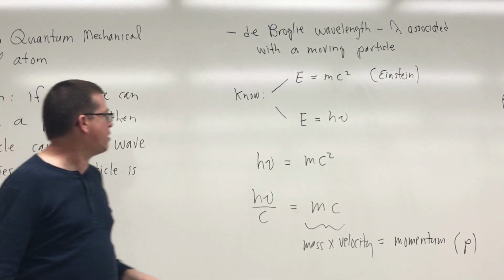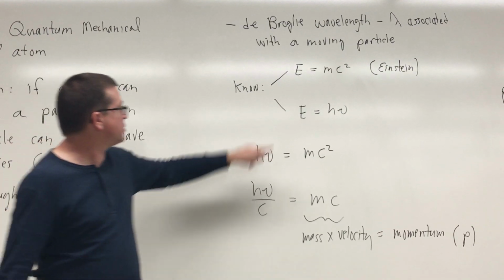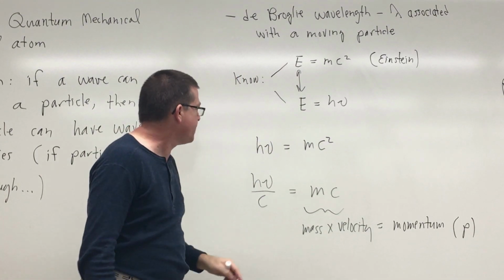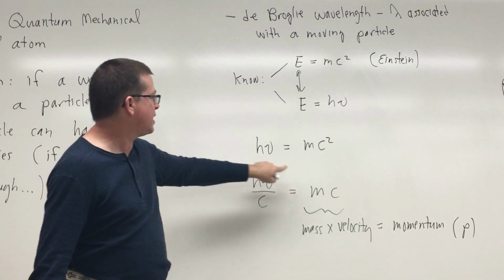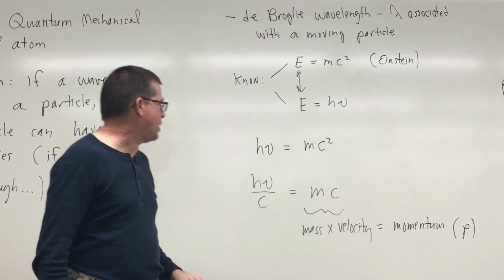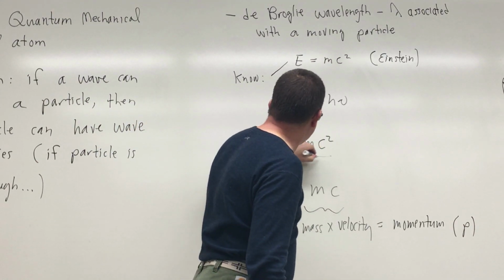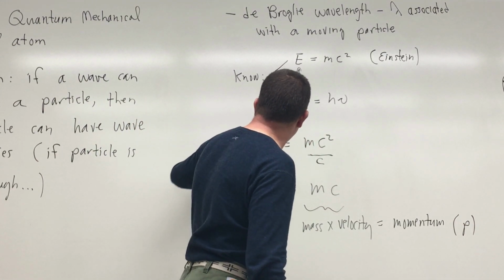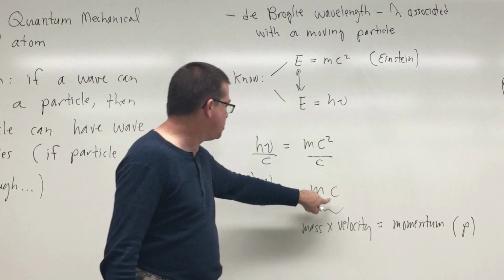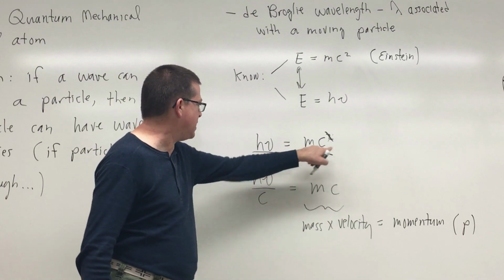The other equation we're well aware of is the equation representing the energy of a photon, E equals h times nu. Since these are both energies, I can set these two things equal to each other. So the energy of a photon can be equal to the energy of a particle in terms of mc squared. Now I am going to divide each side through by c. When I do that, I get h nu over c is equal to mc, because this c cancels with that one, leaving me with m times c.